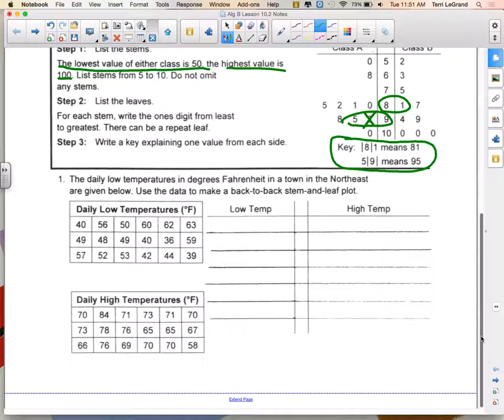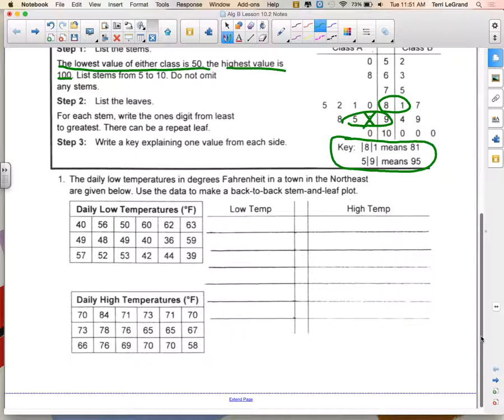We're going to do one together here. The daily low temperatures in degrees Fahrenheit in a town in the Northeast are given below. Use the data to make a back-to-back stem and leaf plot. One of them is the daily low temperatures, the other is the daily high. You always need titles on there. They've already been put there for you. On the left, we're going to display the low temperatures. On the right, we're going to display the high temperatures.